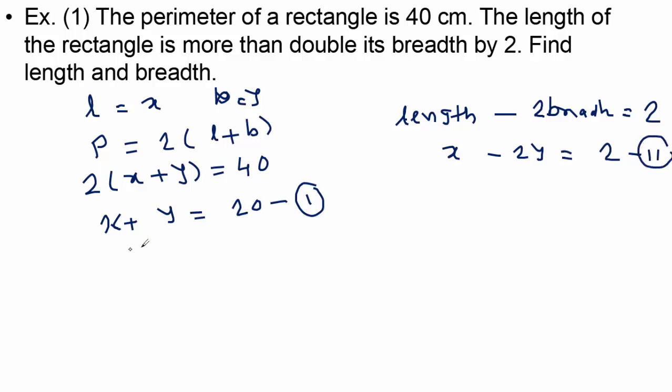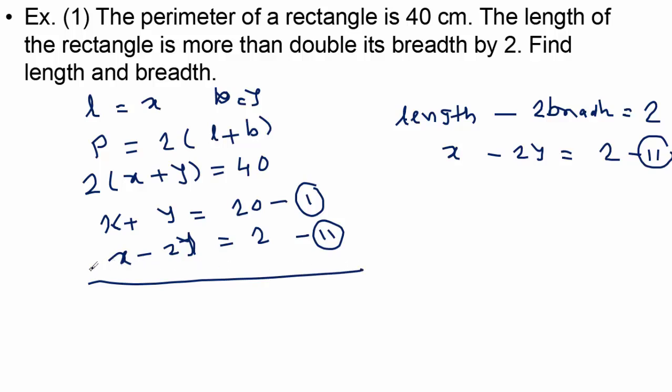If we solve these two equations simultaneously, then we will get x and y. For that we have to subtract this equation. So we shall subtract. x minus x becomes cancelled. y plus 2y becomes 3y, equal to 20 minus 2 becomes 18. And if I divide by 3, y equal to 18 by 3, which equals 6.